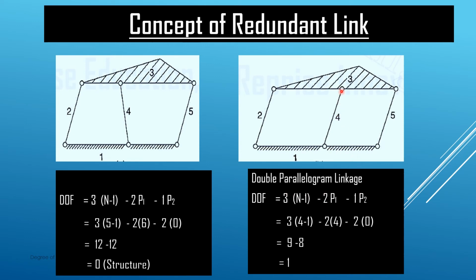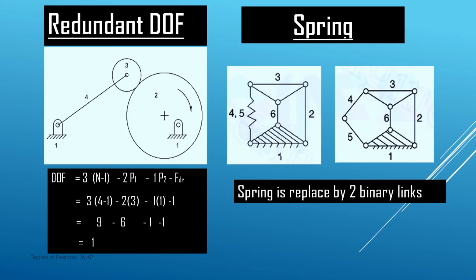And here we understand the concept of redundant linkages: removing any of the links, either 2, 4 or 5, from the mechanism does not have any effect on the motion of this mechanism. Now let us understand the concept of redundant degree of freedom. So with this example we try to understand this.